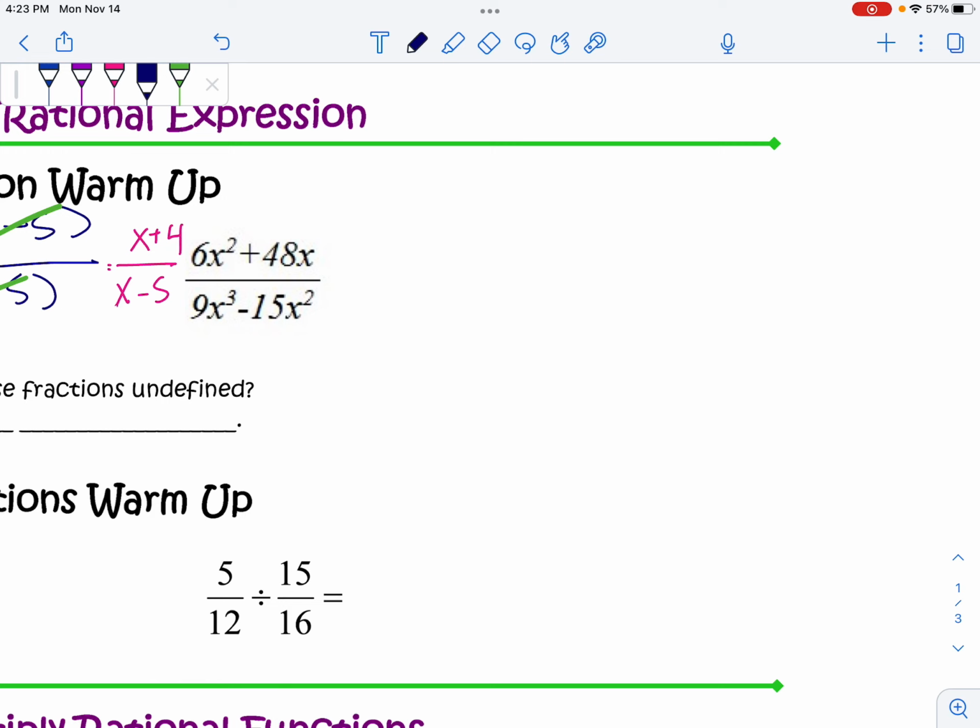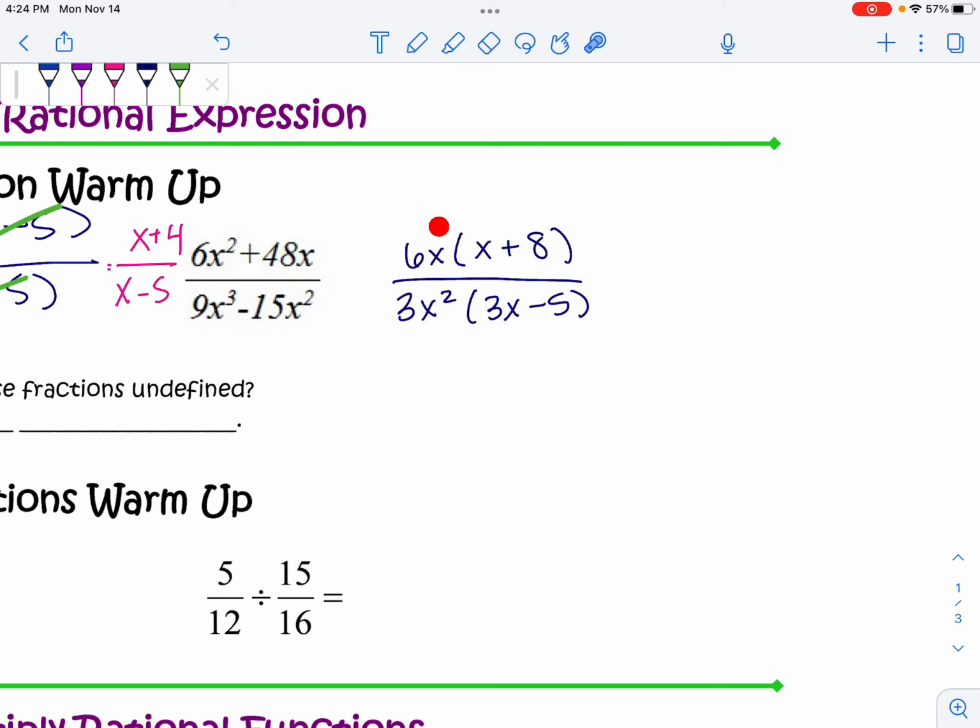For the next one, I'm going to factor. The top has a GCF of 6x. So I factor that out, and I'm left with x plus 8. And in the denominator, I have 9x cubed minus 15x squared. From that, I can factor out a 3x squared, and I'll be left with 3x minus 5.